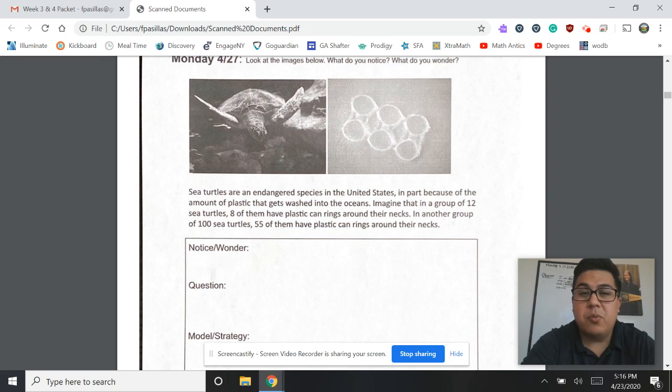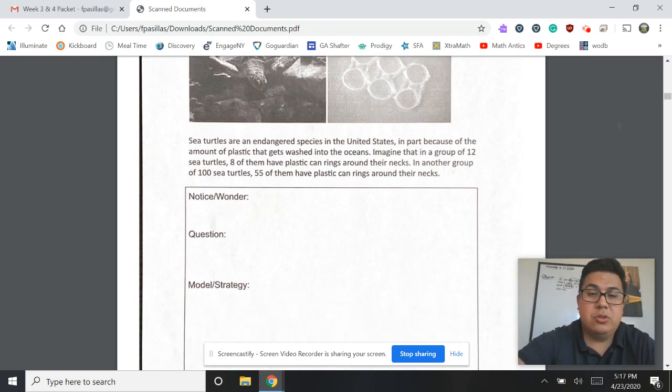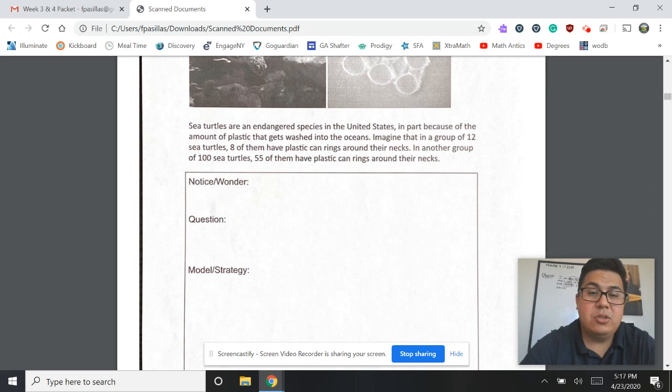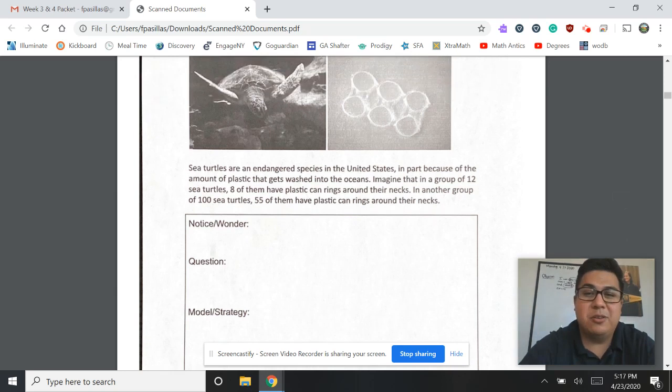Sometimes our notice and wonders are different from our peers. We're thinking like mathematicians, so we're thinking about how we can solve this problem using math, and we're going to write down a question. Now, our questions could look different from our peers' questions because it's how we perceive the problem. However, whatever question you get, I want you to show me with a model or strategy solving that problem. And then you'll post this video on Flipgrid explaining how you solve your problem.